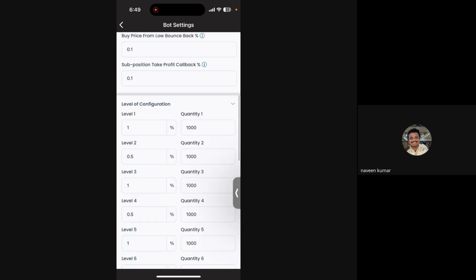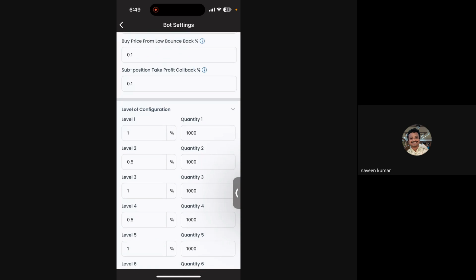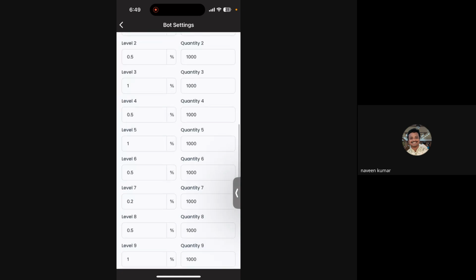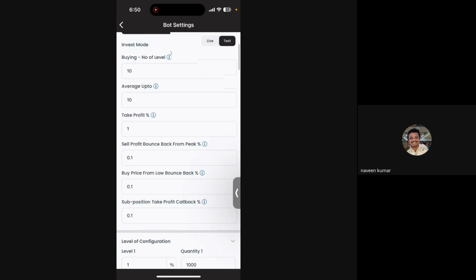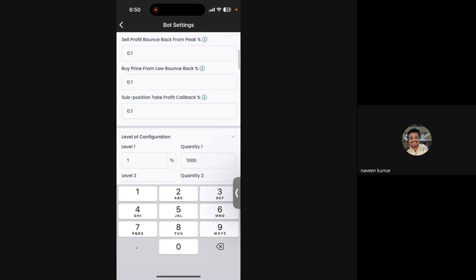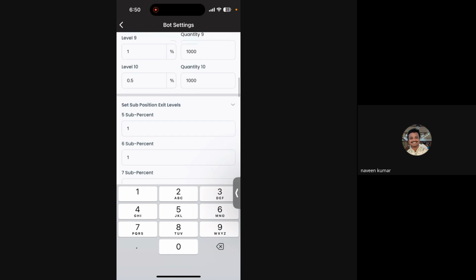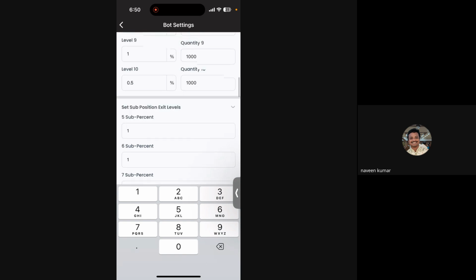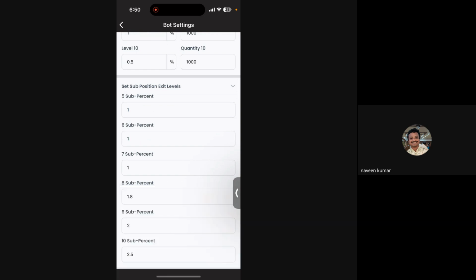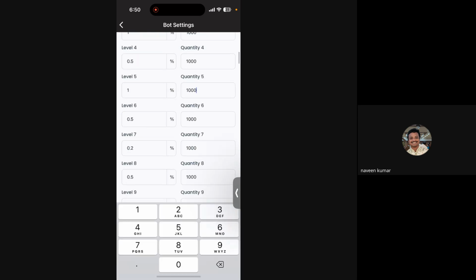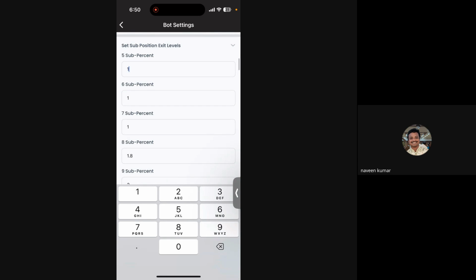See, for every 1%, 0.5% down, I am accumulating thousand. So it has accumulated almost ninth level here. And I am waiting for that to take a profit whenever it reaches 1%. As I told you, after the fifth level, I have kept the sub profit percentage as 1%, 1%, 1%, so that this fifth level buying 1,000 shares will be sold when it reaches 1%, and the sixth level a separate 1%, the seventh level 1%, and the eighth level I have kept it.